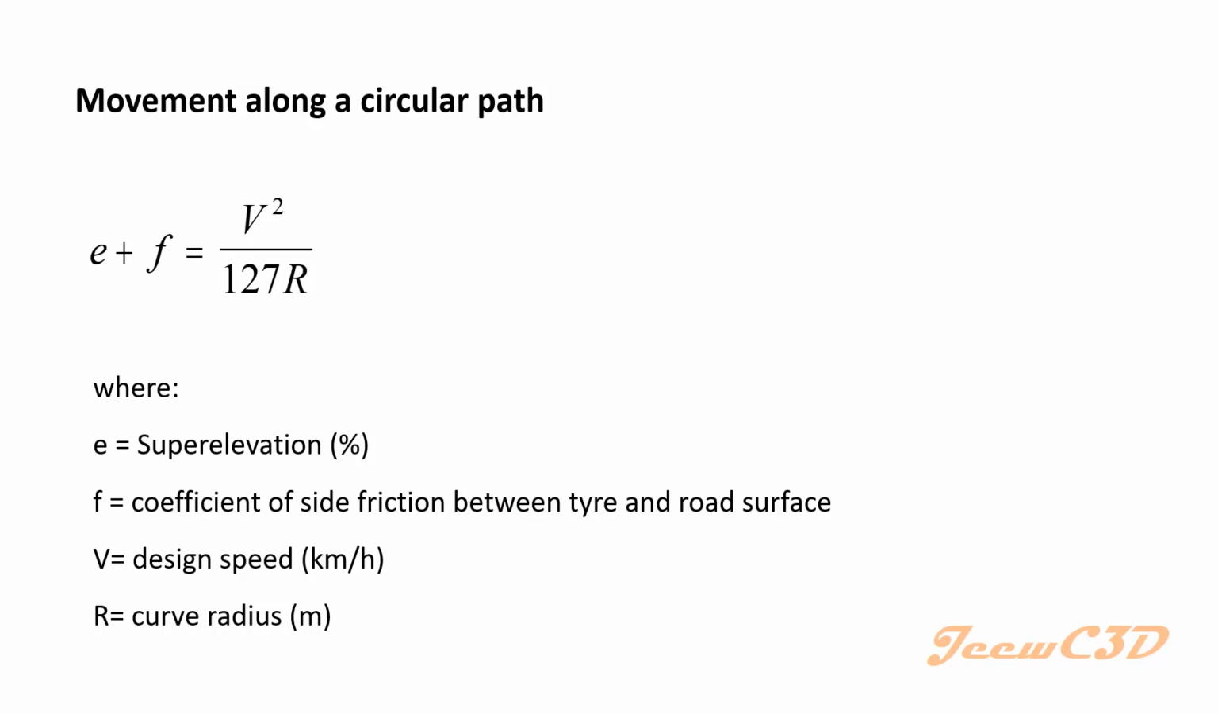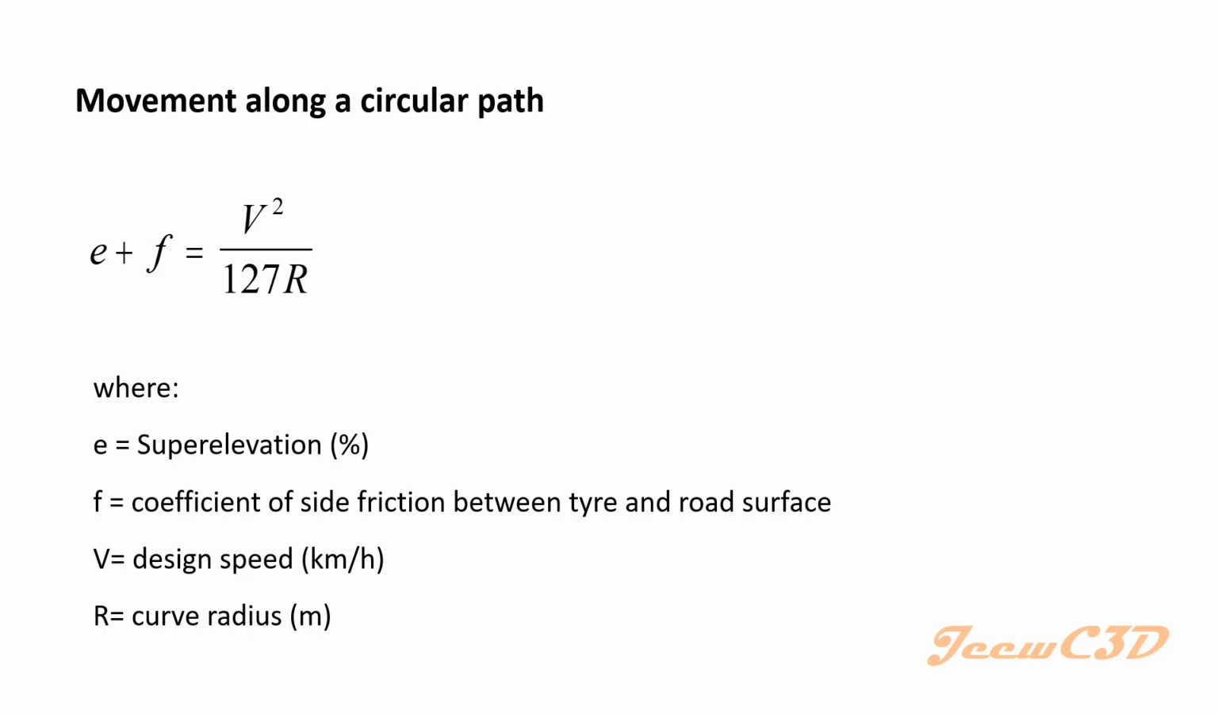If you can remember, we learned about another friction factor called longitudinal friction factor, that is acting along the road. This one is acting across the road. So then we have the design speed of the road, and finally we have the radius of the curve. So we can see the movement along a circular path depends on these factors, especially V and R.